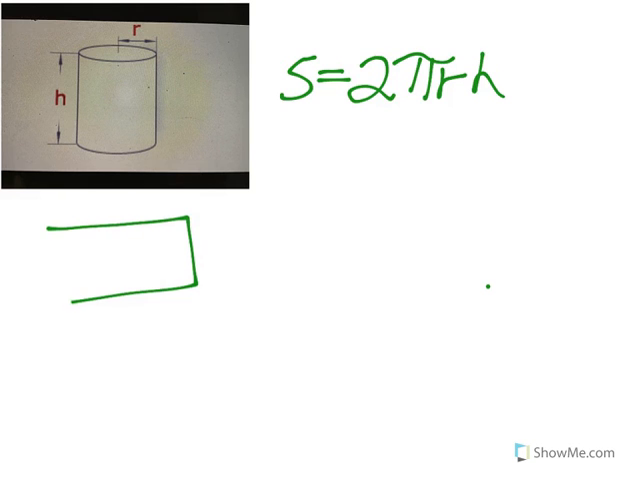Centimeters squared. Now, a cylinder, the formula is a little different than the other ones. Why? Well, the side is made up of a rectangle.